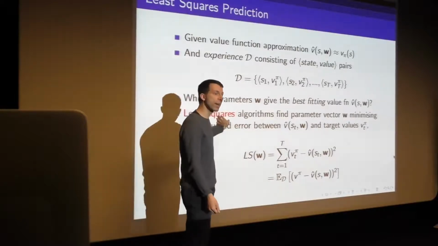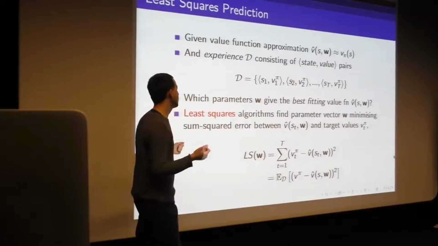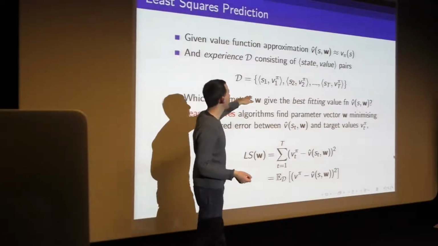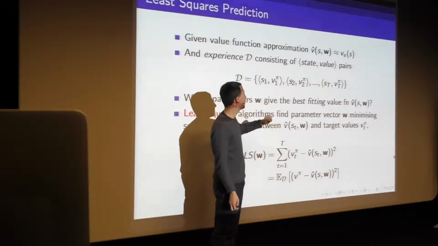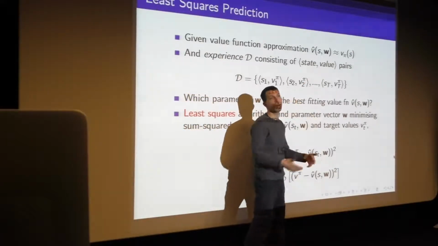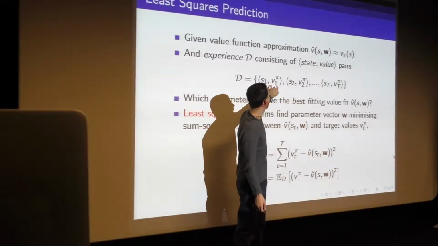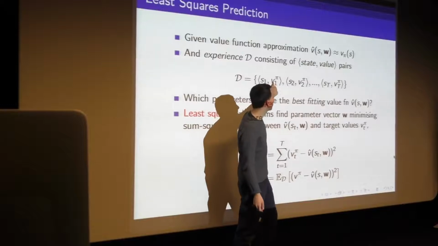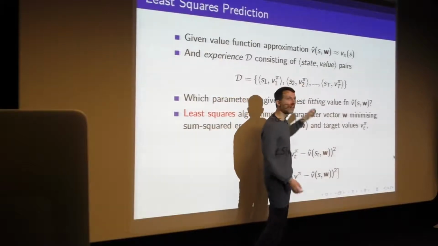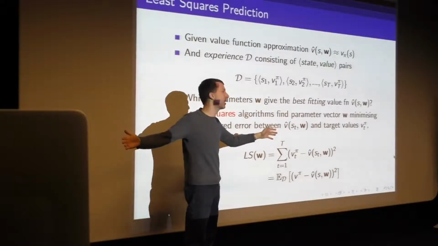Well, we could do something like least squares, which would find the parameter vector that minimizes the sum squared error between the value function and the oracle across our whole data set. So if we consider this whole data set and look at the squared error between what we thought would happen here and the oracle, and the squared error between what we thought would happen here and the oracle, we want to just minimize the sum of all those squared errors across the whole data set.